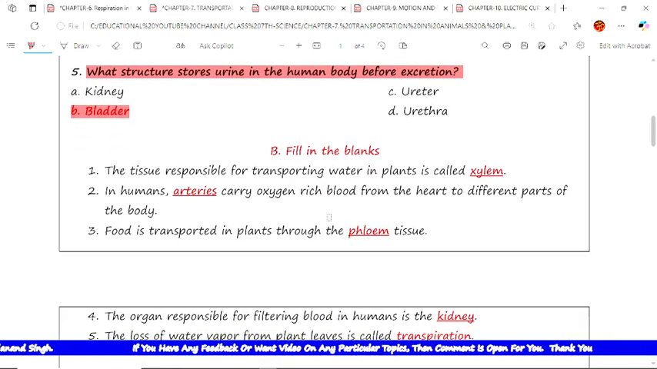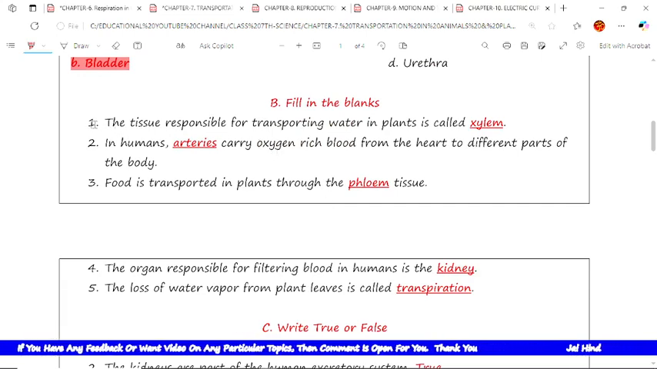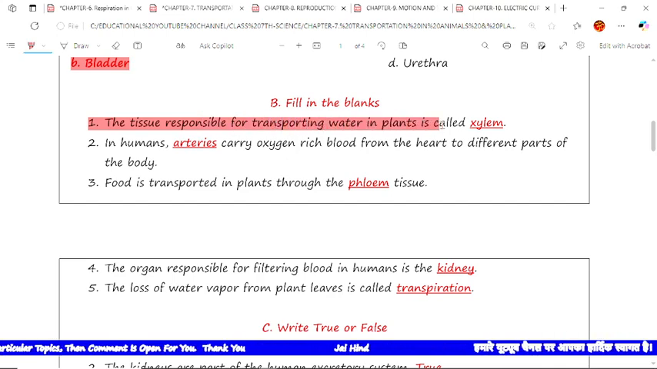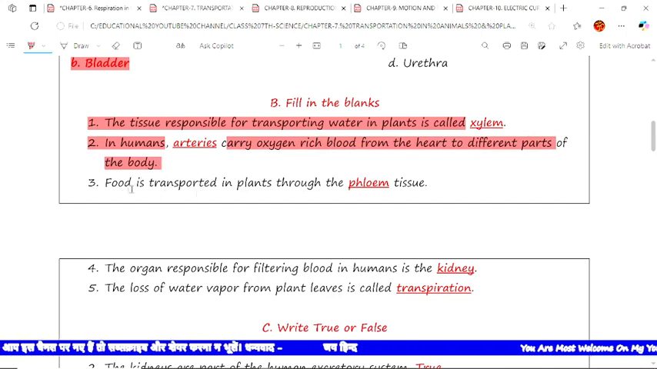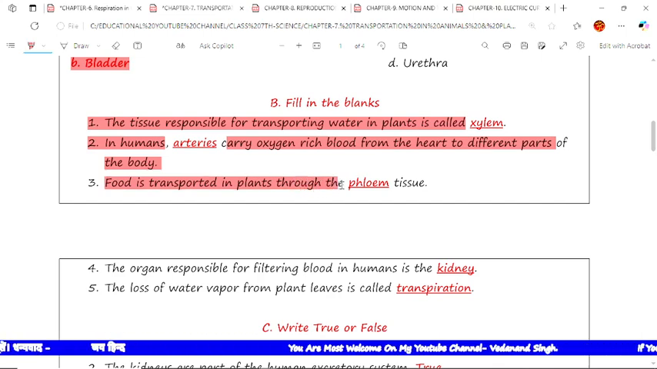The second part of the question is fill in the blanks. The first question: the tissue responsible for transporting water in plants is called xylem. The second: in humans, arteries carry oxygen-rich blood from the heart to different parts of the body. And the next: the food is transported in plants through the dash tissue. That is the phloem. Phloem is the correct option for the question.